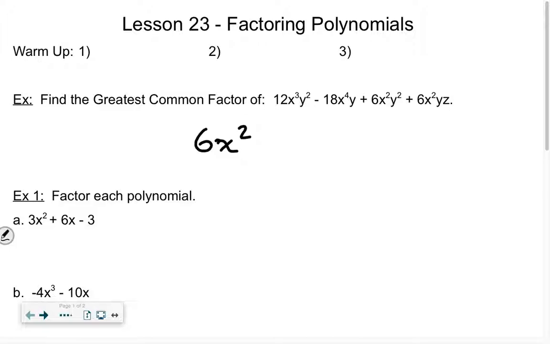What's the most I can factor out for a y? Yeah, just a single y. And then, how about z? Can I factor that out? Nope, because it only appears there. Okay, it's got to appear in all of them if we're going to do that. That would be our GCF.